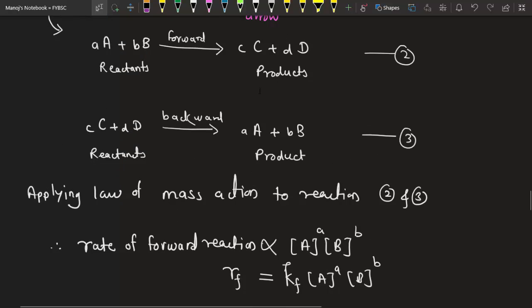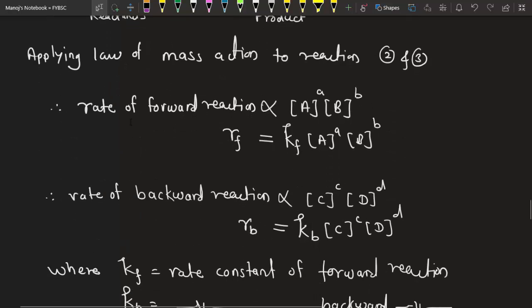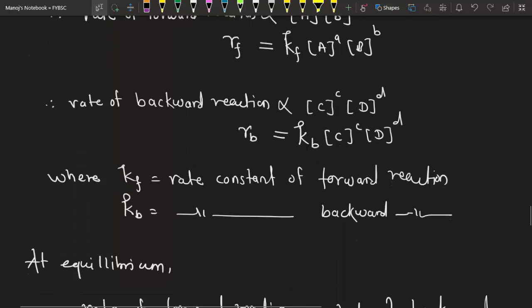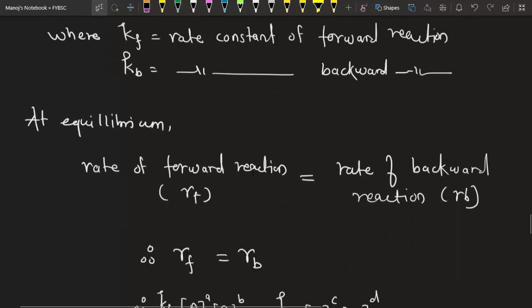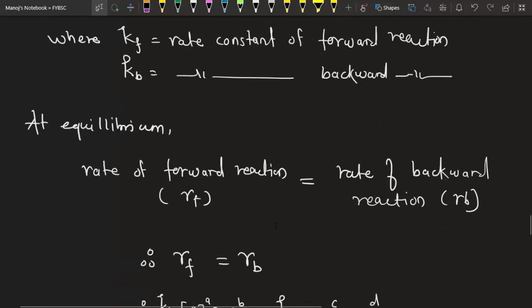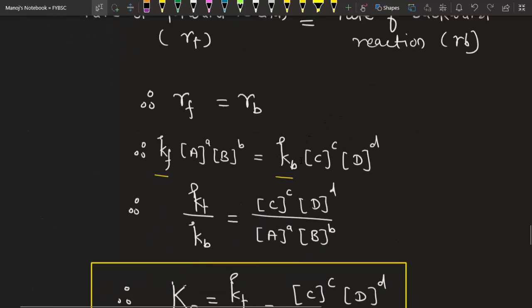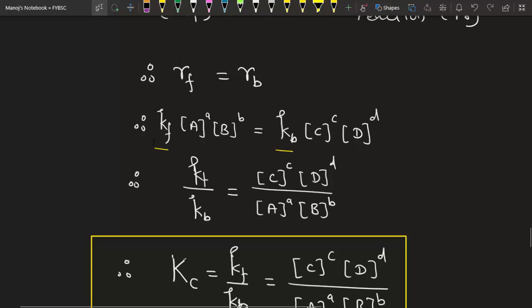Let us apply the law of mass action to these two reactions. Then the rate of forward reaction will be Kf into concentration of A and B raised to the stoichiometric coefficient, and the rate of backward reaction equals Kb into concentration of C and D raised to the stoichiometric coefficient. Kf and Kb stand for the rate constants for the forward and backward reactions respectively. At equilibrium, these two rates are equal, so Rf is equal to Rb. As per the law of mass action, Kf into concentration of A and B raised to the stoichiometric coefficient is equal to Kb into C and D raised to the stoichiometric coefficient.